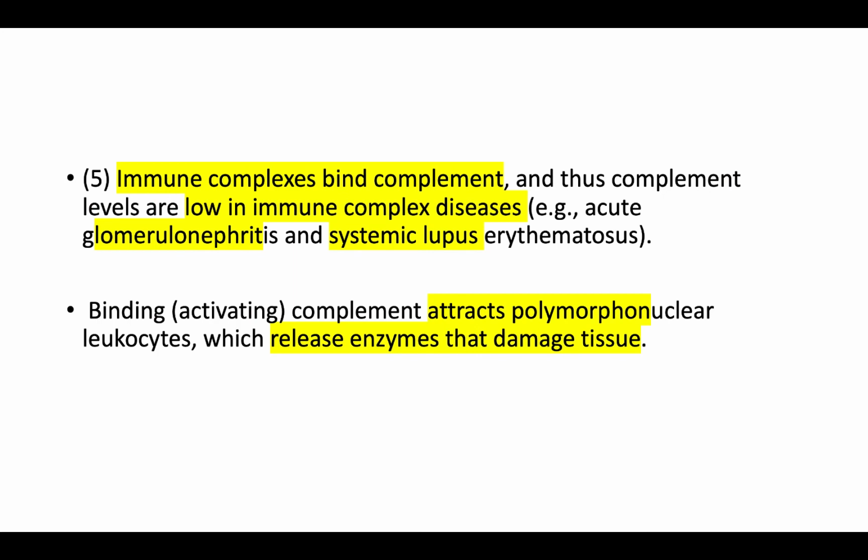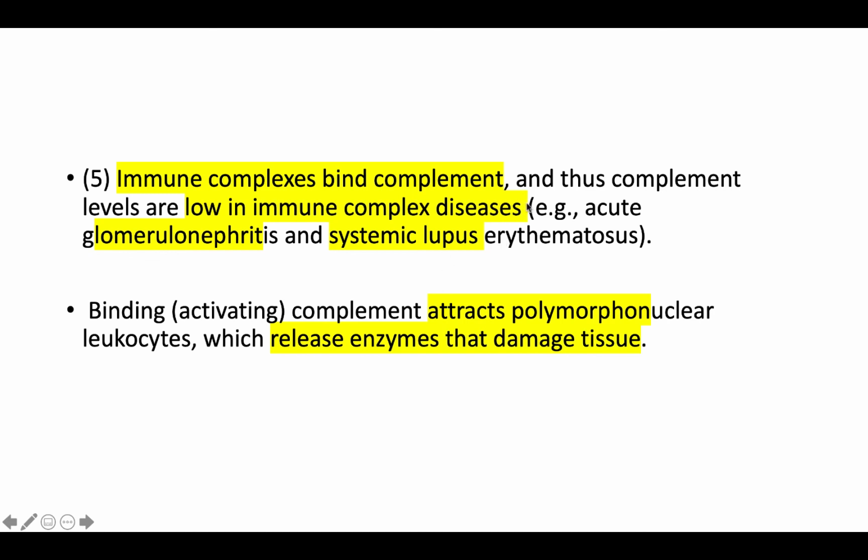Immune complexes bind complement, and that's any disease where complement levels are low. For example, complement levels are low in immune complex disease. What does that mean? For example, types of glomerulonephritis and systemic lupus erythematosus. You have a lot of immune complex mediated disease. Some glomerulonephritis are immune complex mediated, and systemic lupus as well.